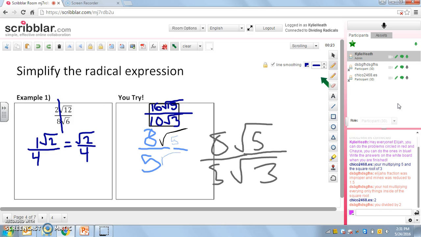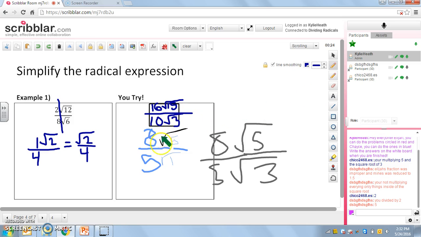Okay, so we have two different answers here. Elijah, you have 8 root 5 over 5 root 1, and Chase, you have 8 root 5 over 5 root 3. So you both agree on the 8 over 5, that 16 over 10 reduces to 8 over 5. And then when you divide 15 divided by 3, what is 15 divided by 3? Okay, 5. So if you end up with a 5, that's what stays inside your square root. So you both have that on top, which is excellent.